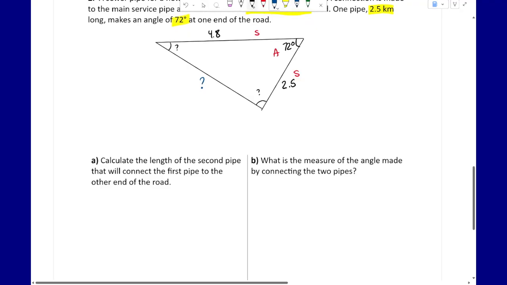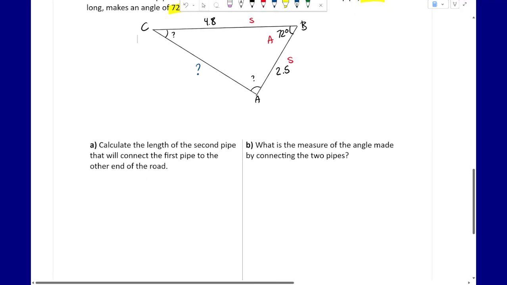I am going to just label our sides A, B, C, just to help us use the formulas. It doesn't really matter how you label it. However you label is up to you. Just make sure you can then use the formula properly. So I'm looking for side B.